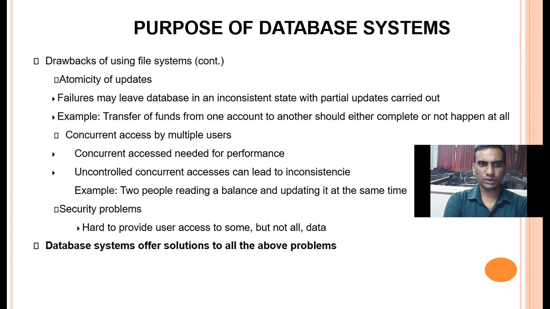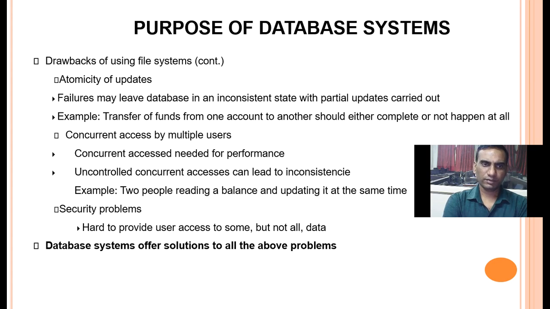Suppose you want to send some money from account A to account B. When you transfer 500 rupees from A to B, what should happen? The transfer should be complete: A minus 500 and it would be plus 500 at B's side.